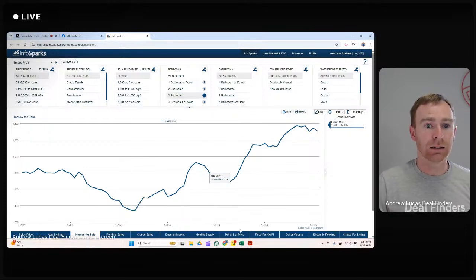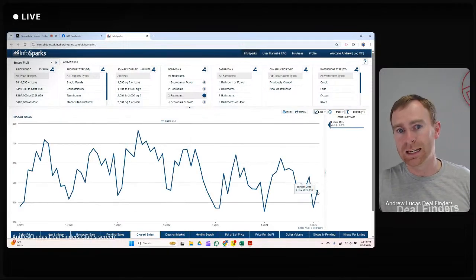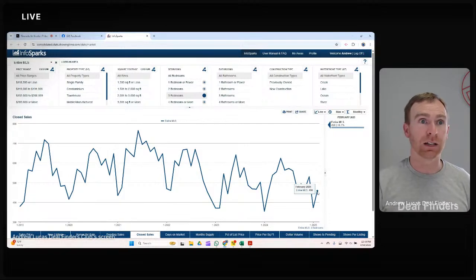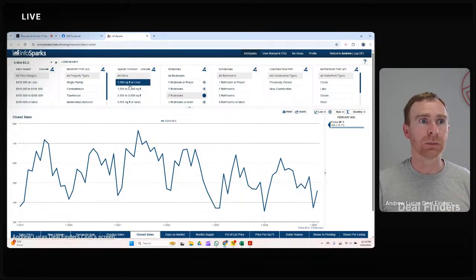1,300 and how many was it that sold? Closed sales 458. So which one's better? They're actually about the same, right? It's percentage wise, okay? So you can dive into these statistics and figure out what's the best thing to buy.